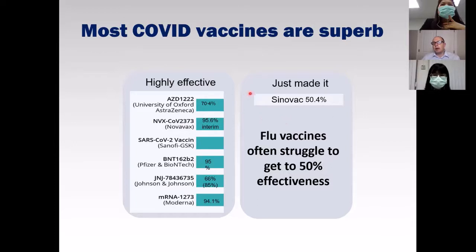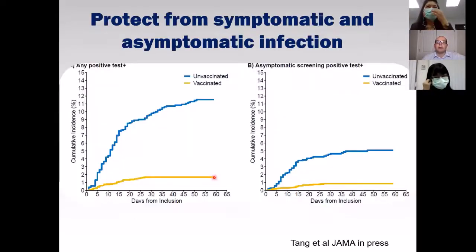Others aren't quite as effective. Sinovac is a Chinese-produced vaccine. The technology used to make it is very similar to the technology we use to make flu vaccines. Essentially, it's the virus grown up and inactivated. So again, these older, more conventional technologies don't seem to be as good as some of the newer, more sophisticated approaches. And this is actually just some data from our hospital.